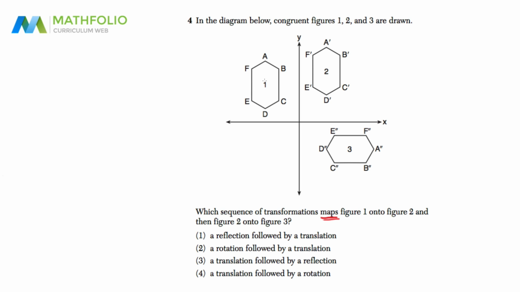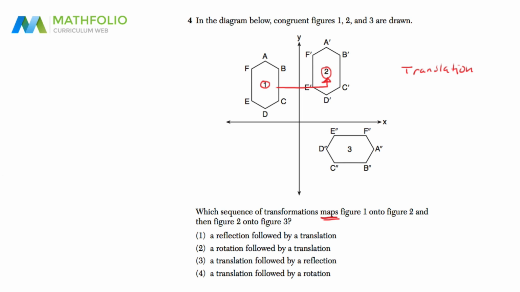So for 1 to go on top of 2, now to check that the orientation is the same, we want the letters to be in the same order. And as you see, A starts at the top and then it goes clockwise, B, C, D, E, F. And that's kind of the same as what happens here, except they're called primes because it is the image of the pre-image. So because the orientation is preserved, it looks like to go to this image, we move it over and we move it up. It looks like it's a translation first.